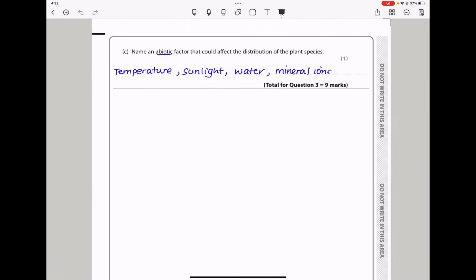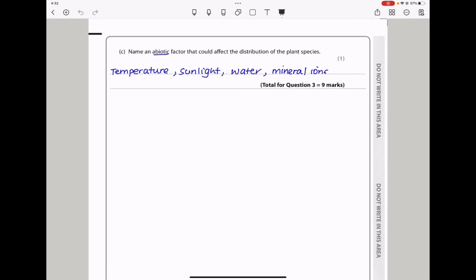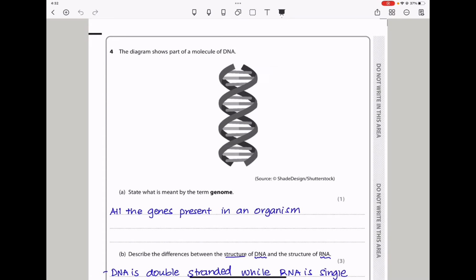So, moving on. In part C, name an abiotic factor that could affect the distribution of the plant species. This is quite easy. Temperature is an abiotic factor, sunlight is an abiotic factor, water, mineral ions, and so on. So any of these would award you 1 mark. So this brings us to the end of question 3. Let's continue to question 4.